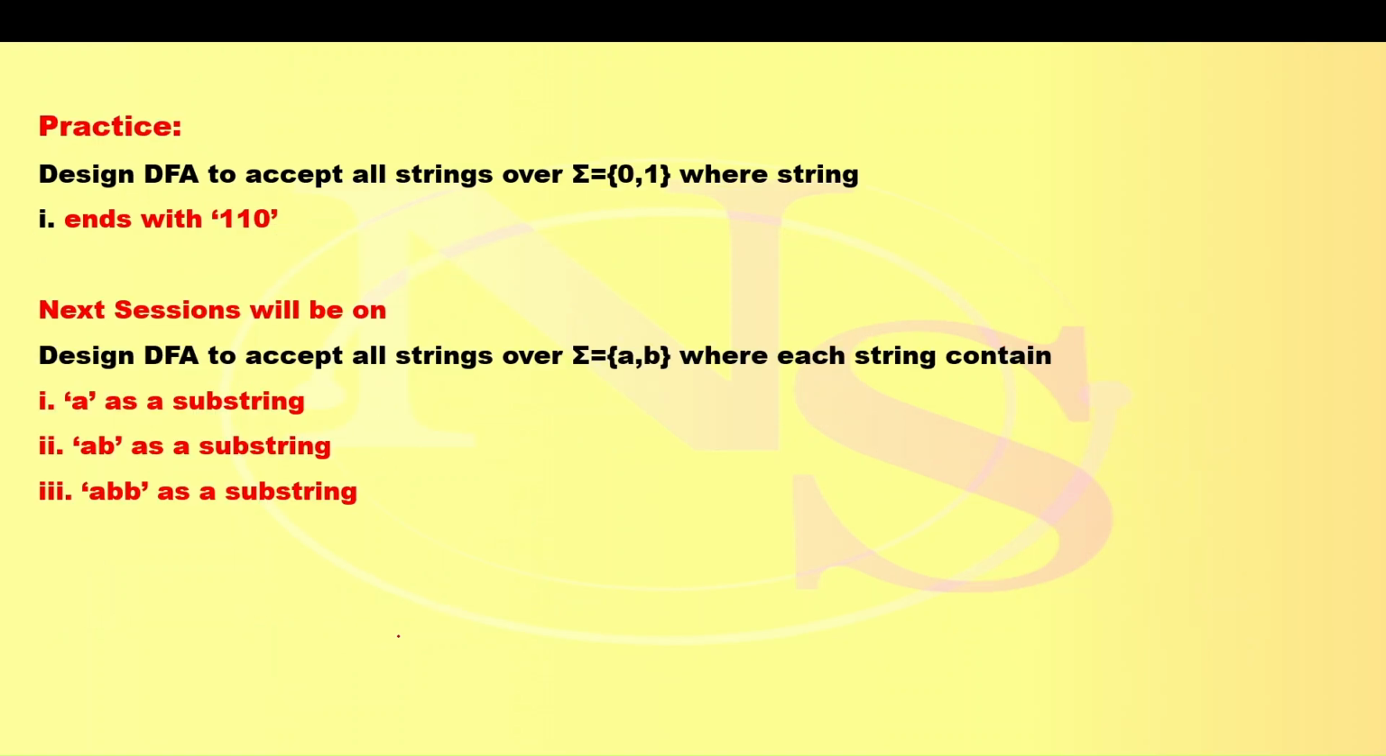You can practice a similar kind of question where the string ends with 110. In the next few sessions we will learn how to design a DFA to accept all the strings where the string contains A as a substring or AB as a substring, similarly ABB as a substring.